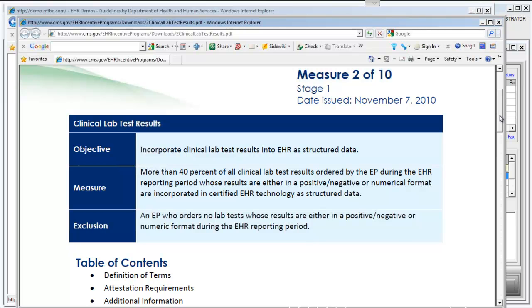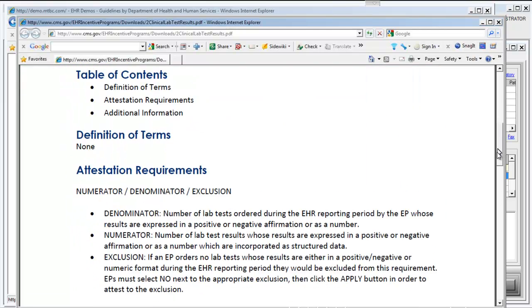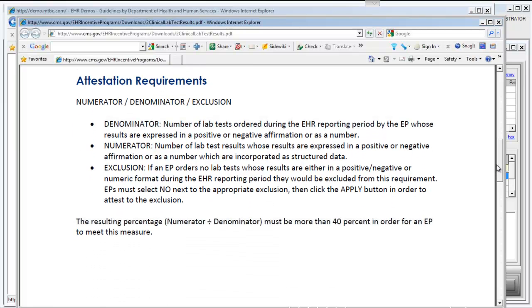The exclusion is any eligible professional who does not order any lab test results or whose results are not in a positive, negative, or numeric format during that EHR reporting period. There are no additional definitions here, but the attestation requirements are numerator, denominator, and exclusions.